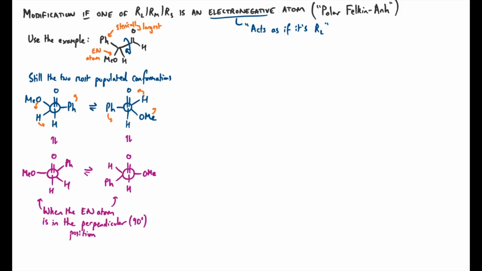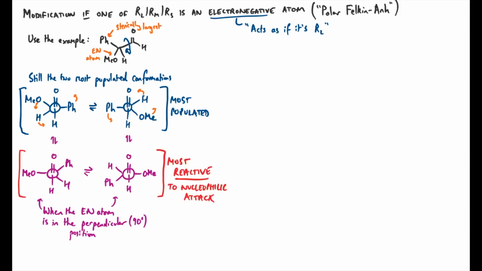Now, it turns out that in contrast to these ones in blue, which are the most populated conformations, these ones in purple down the bottom here are the most reactive to nucleophilic attack. And to explain that, we're going to need to think about the orbitals involved. We're overturning a steric argument here, and often the way that happens is when we have an electronic argument fighting against it. This is to do with the CO bond. So that's a new CO bond attached to the OMe.